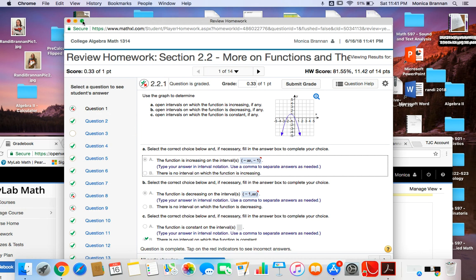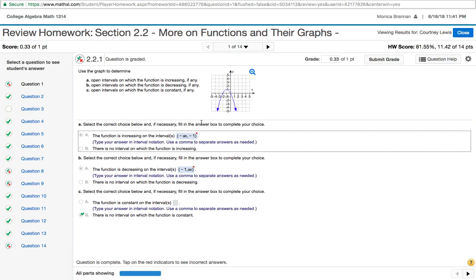So Courtney, if I go over here, here is a question that you did. It says you got this one wrong. The correct answer is negative infinity to negative 1.